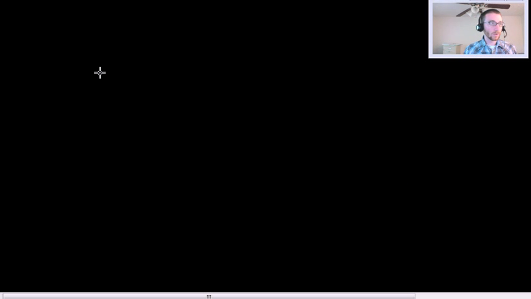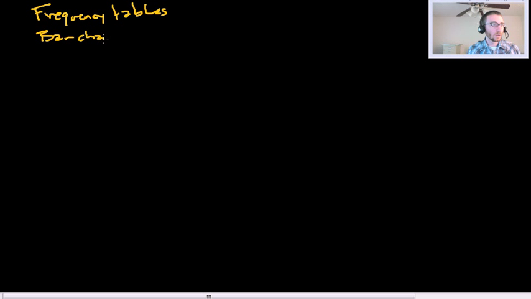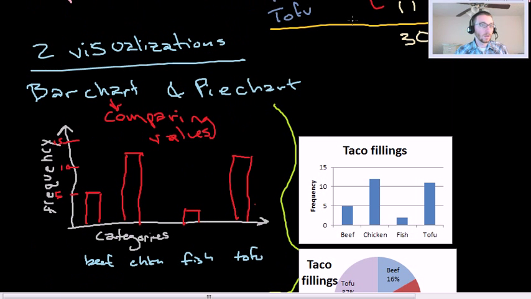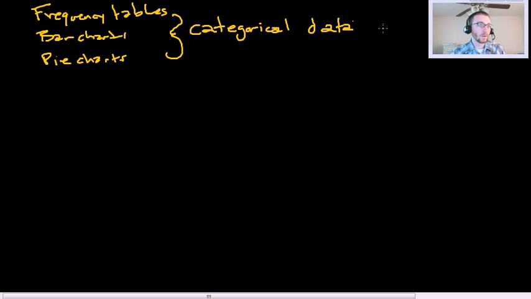Right now, section one is descriptive statistics, and we've looked at frequency tables and bar charts and pie charts. But all the stuff we've looked at so far has been related to categorical data. Right? We had an example with a taco truck, and we wanted to see what percentage of people chose chicken versus tofu or beef or fish. We were able to do that.